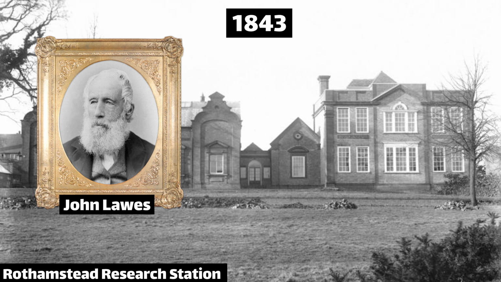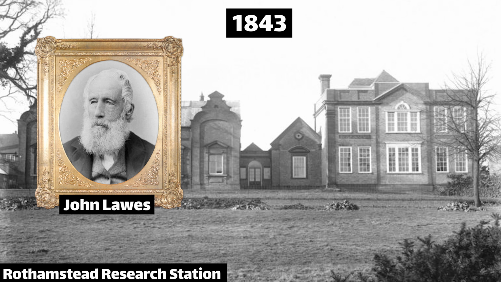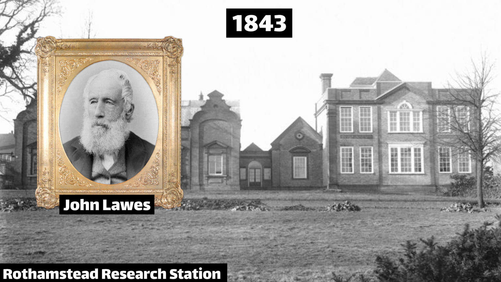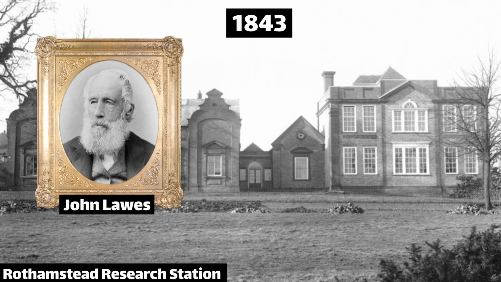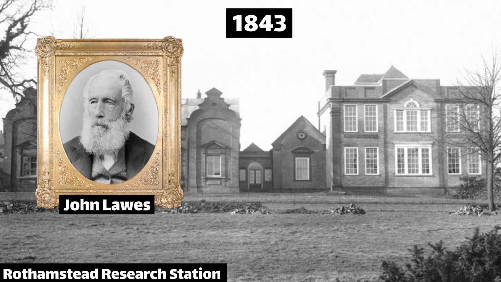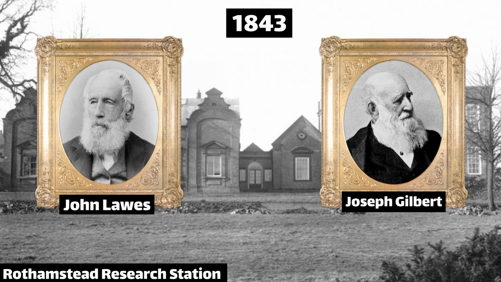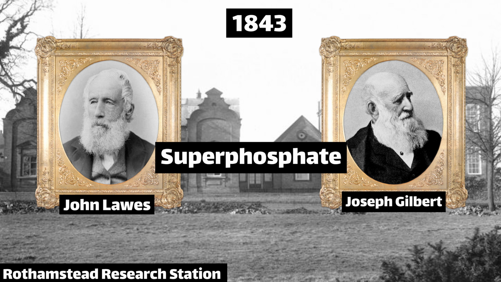In 1843, about the same time, the Rothamsted Research Station was founded by John Laws on his estate to investigate the potential for inorganic fertiliser and to compare them to traditional manures. With the help of Joseph Gilbert, he started producing superphosphate for sale, making mineral phosphate soluble by mixing it with sulfuric acid. Man-made fertilisers were known to work and became widespread.